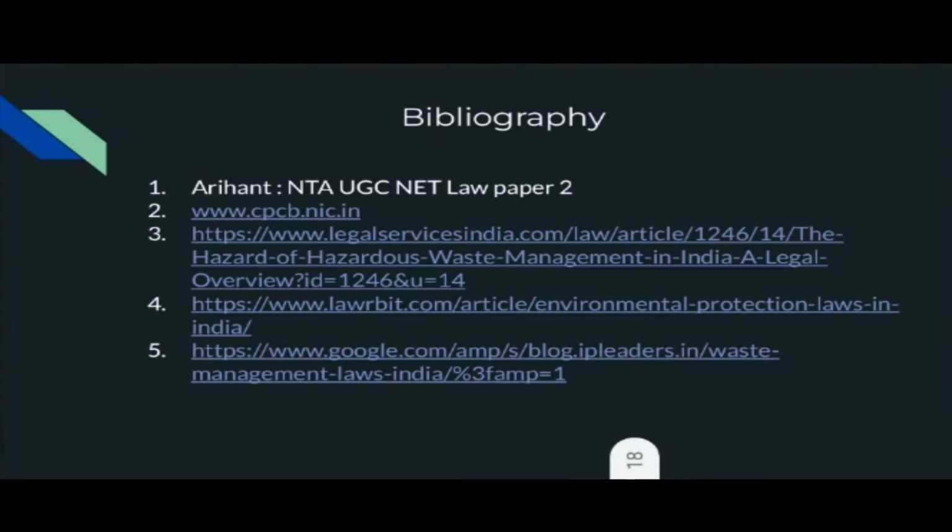the prescribed microns of plastic will be raised to 120 microns. So now it is 50 microns. It will be raised to 80 microns by September 2021, and it will be raised to 120 microns by December 2022. Another thing I have referred is the article of legalserviceindia.com, also lawarbit.com, also iPleaders.com. So these articles are also helpful to study this particular topic.